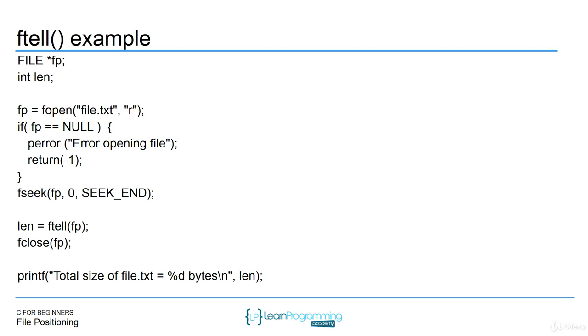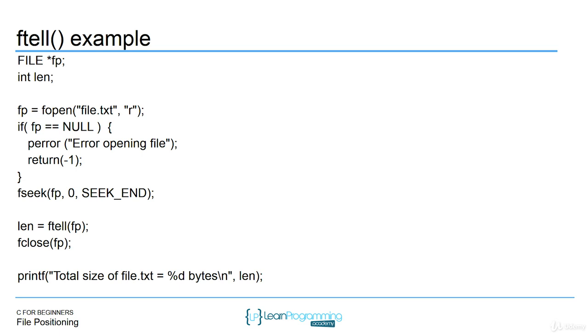In this example, we're creating a file pointer called fp, and we're creating an integer called length. We're going to open up the file, and this would be for reading only. We're going to make sure it's not null. If it is, we're going to return an error. And then don't worry about the fseek. The fseek is actually just going to go to the end of the file. This is another function that helps us. I'm only using it to demonstrate the ftell.